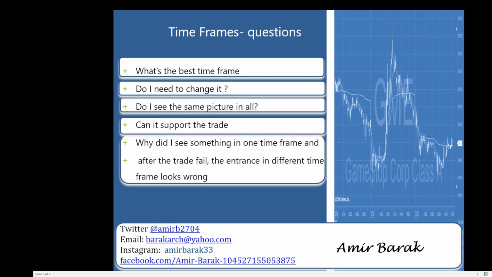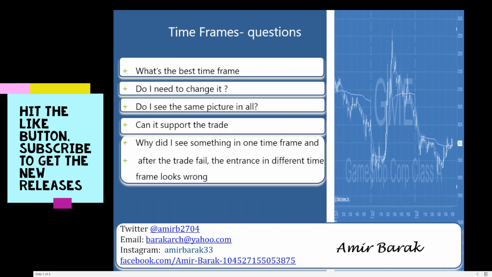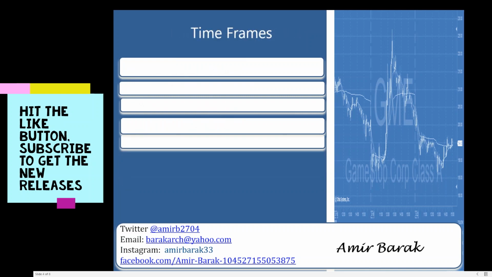Can the time frame support your trade? These are definitely questions. Now, one thing drove me to do this session: why did I see something in one time frame, and after the trade failed, the entrance in a different time frame looks wrong? So let's go to those questions.